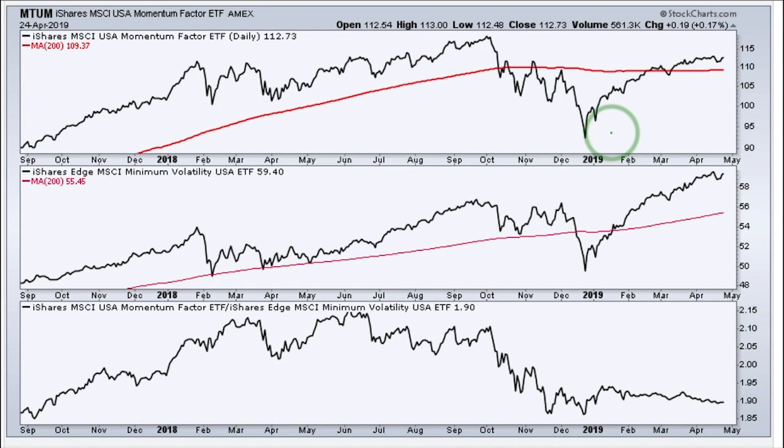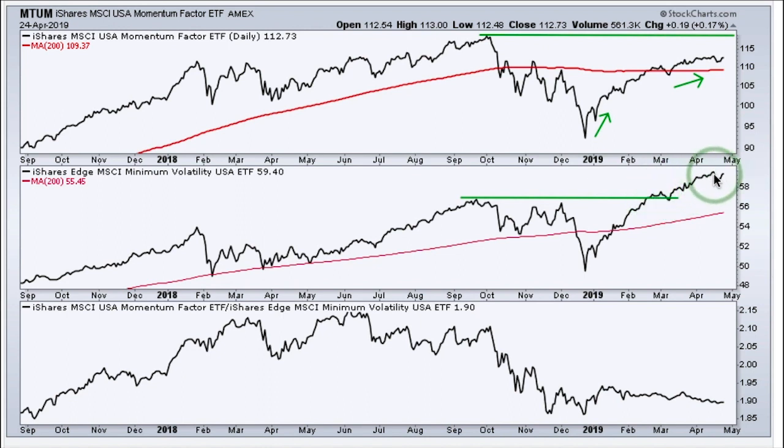As with any ETF, you need to know the components to understand what makes it tick. So here's the MTUM, which is a momentum iShares ETF. And you can see that it's doing all right. It's been rallying since the December low, and it's above the flat 200-day moving average, but it is below this high here. So it is underperforming in that regard. You look at the minimum volatility ETF, it is outperforming because it hit a new high in late February and again in April.